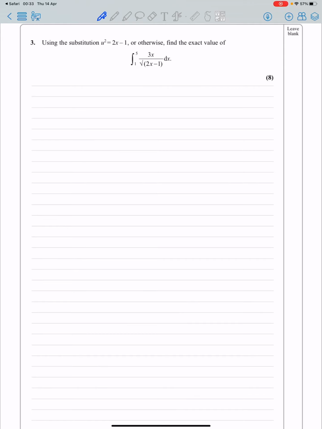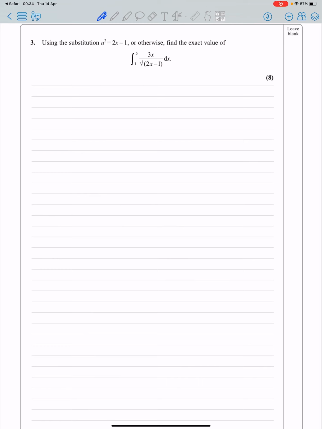Hello, lovely people. Welcome to a question where we are looking at integration using the powerful technique of substitution. And it says here, using the substitution u squared equals 2x minus 1, or otherwise, find the exact value of this integral here. Now, if they're telling us to use substitution, we should probably use the method that they tell us. It's easier, we don't have to think about it too much, we just go and do the process.